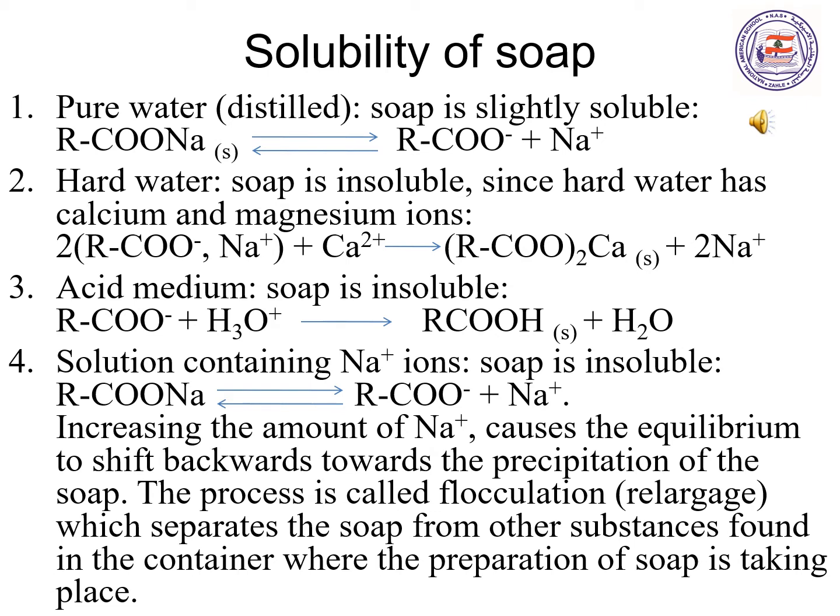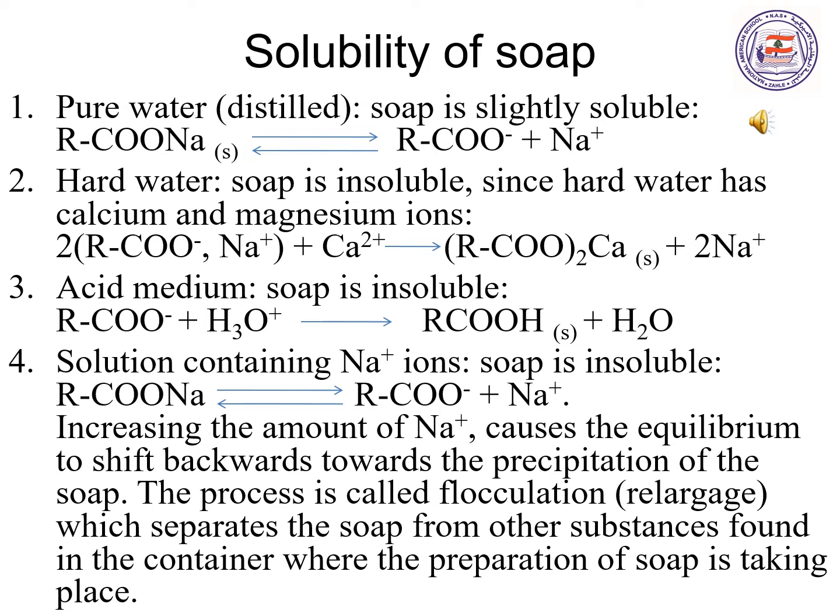And anytime you see a state of equilibrium between the soap, which is represented by RCOO Na, and its ions on the right, RCOO- plus Na+, remember that the RCOO- is indeed the soap molecule or the soap ion. So anytime we have a state of equilibrium, this means that this reaction is not complete, it is incomplete, therefore the soap is said to be slightly soluble in distilled water.